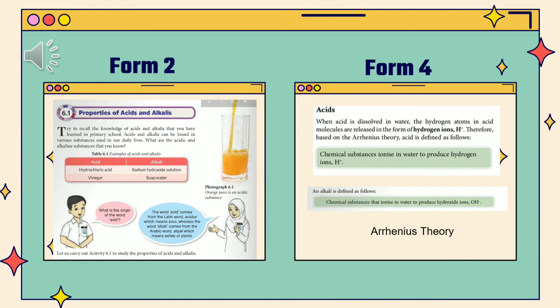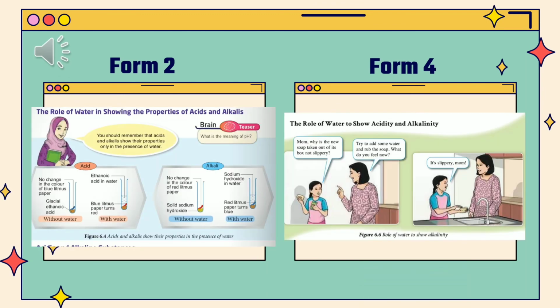Compared to the upper form, they learn the definition of acid and alkali using the Arrhenius definition, and the examples of acids and alkalis are wide and varied. Next, in lower form, students learn about the role of water in showing the properties of acids and alkalis, where students do a simple experiment to identify the properties of substances in water and without water using litmus paper. The general knowledge that acids and alkalis show their properties only in the presence of water is taught in lower form so that students can apply it in upper form.